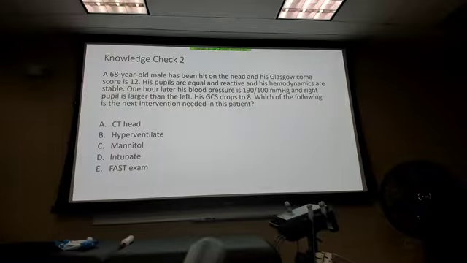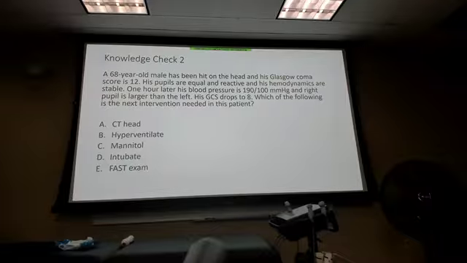GCS. What do you want to do? What's the first thing you want to do? Intubate. ABCs. So go through your ABCDE. Airway. Airway comes first, always. Okay, so we're gonna intubate.